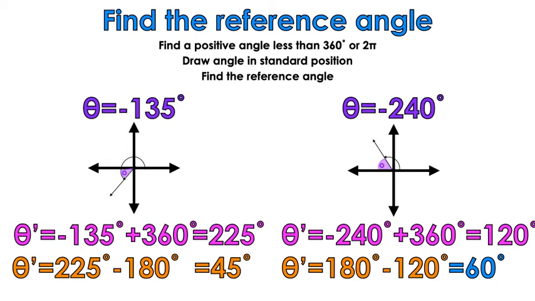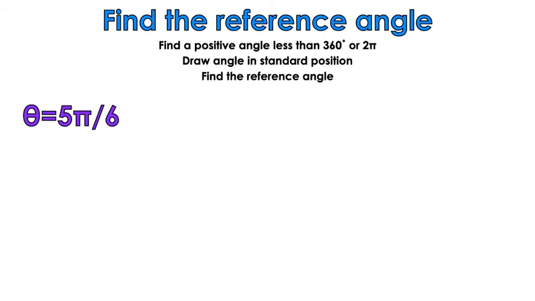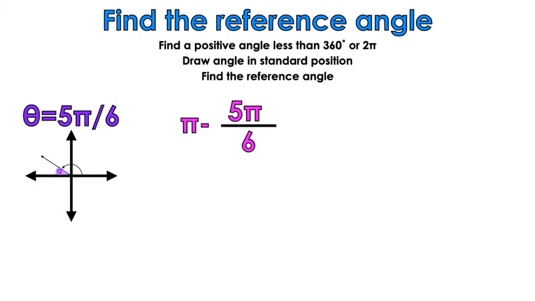Okay, so those are degrees, but guess what? We have to do radians too. So let's say theta is 5 pi over 6. 5 pi over 6 is going to be in the second quadrant. How do I know that? I cheated. I probably turned it into degrees. So in the second quadrant, you want to do 180 minus the angle. In this case, pi minus the angle, because we're using radians. So pi minus 5 pi over 6.